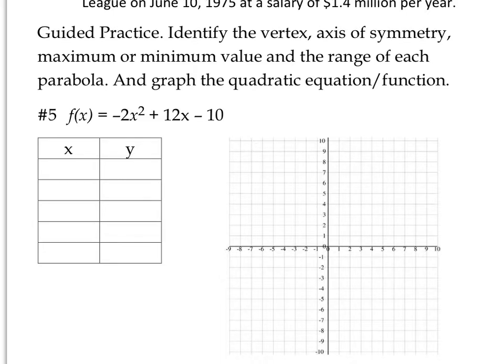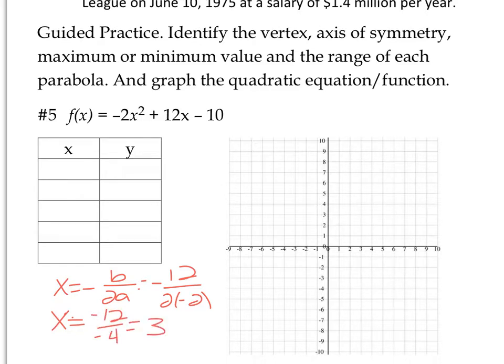How do we find the vertex? That's that -b over 2a. So x equals -b over 2a. Our b value is 12 over 2 times -2. So that's x equals -12 over -4.